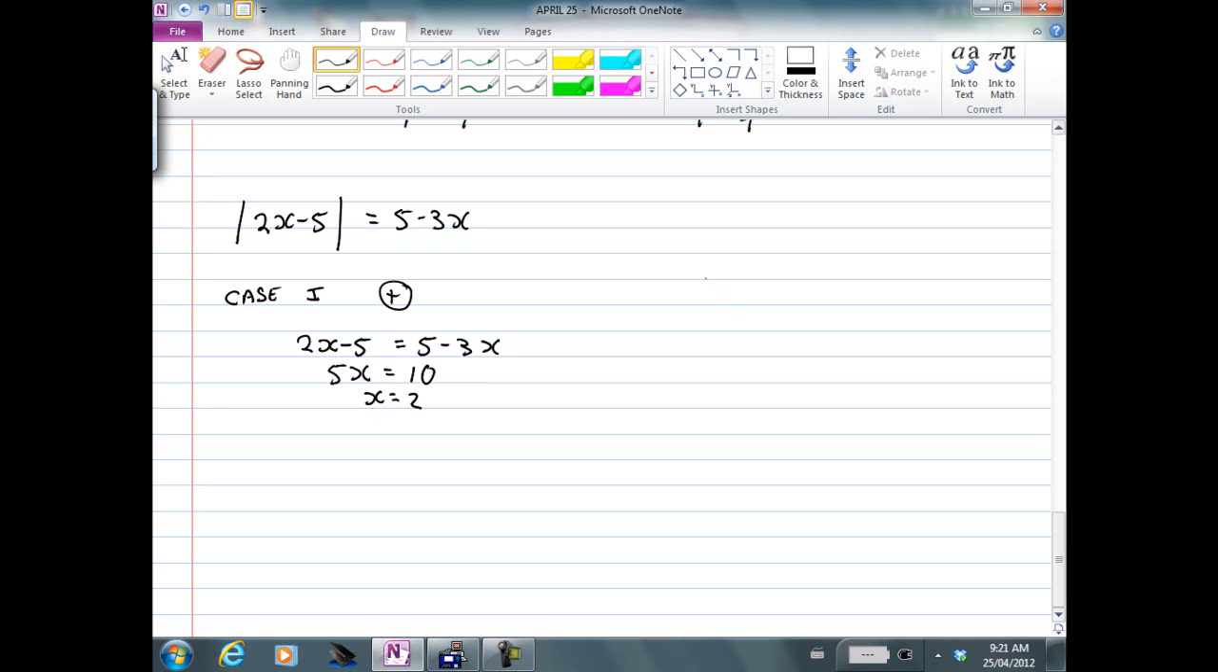Case 2. I do the exact same thing, but be careful. I'm going to have a negative sign, and make sure you use your brackets. -(2x - 5) equals 5 - 3x. A lot of people don't use brackets, and they make errors. Now, I'm going to have negative 2x plus 5 equals 5 minus 3x. If I solve for x, I would get x equals 0. Okay.